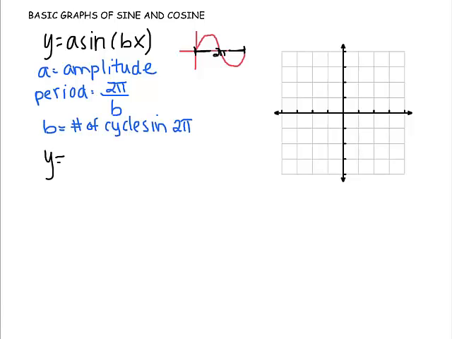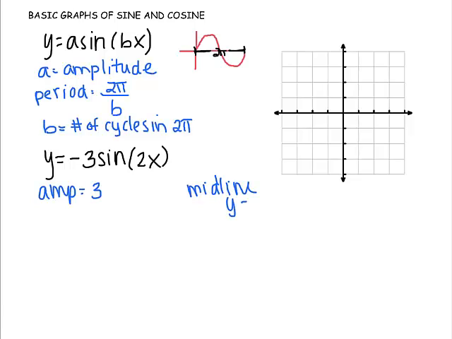y equals -3 sine of 2x. So let's think about how that's going to change our sine curve. Now our amplitude is going to be 3, which means that from the midline, we're going to be going up 3 units and down 3 units. Now based on this, a sine of bx, our midline's not going to change from our original sine curve. So our midline is still going to be y equals 0. I'm just going to write that down.